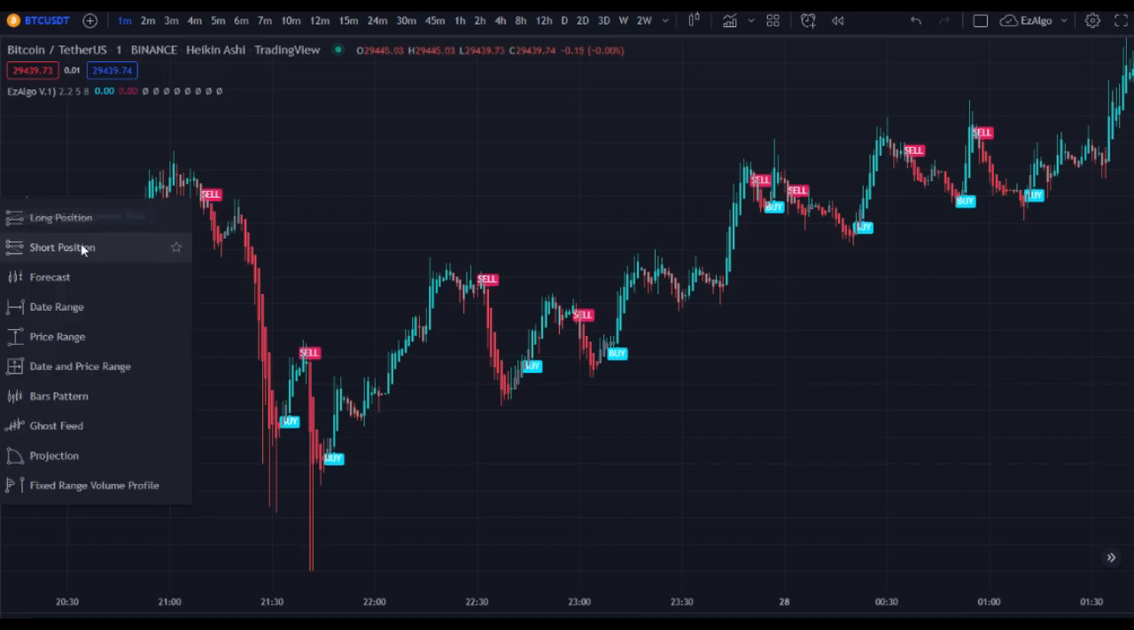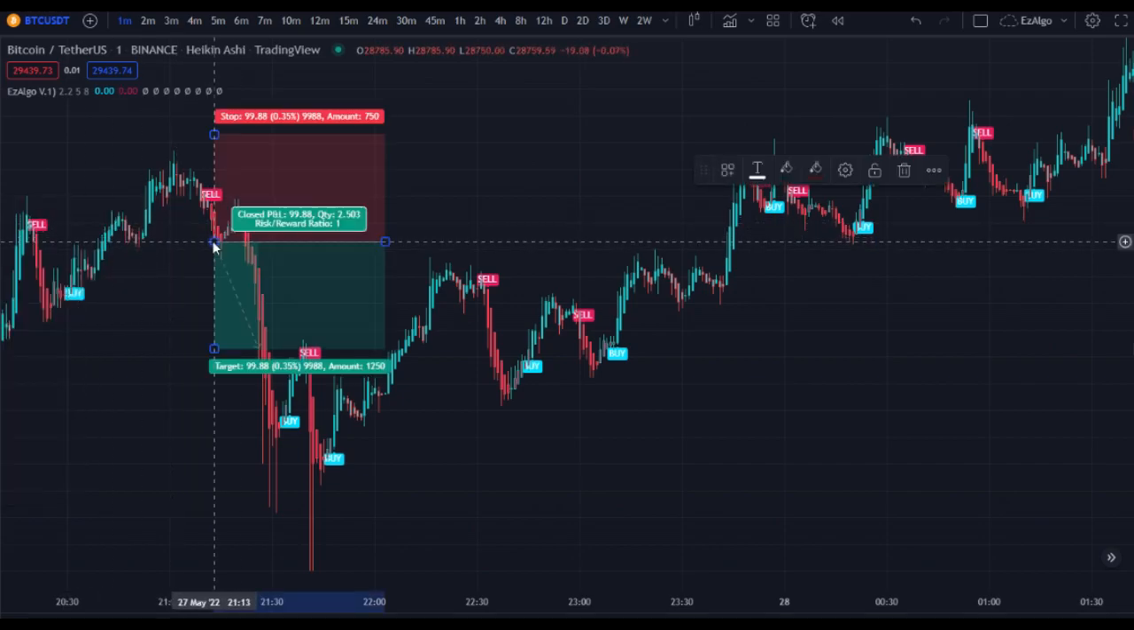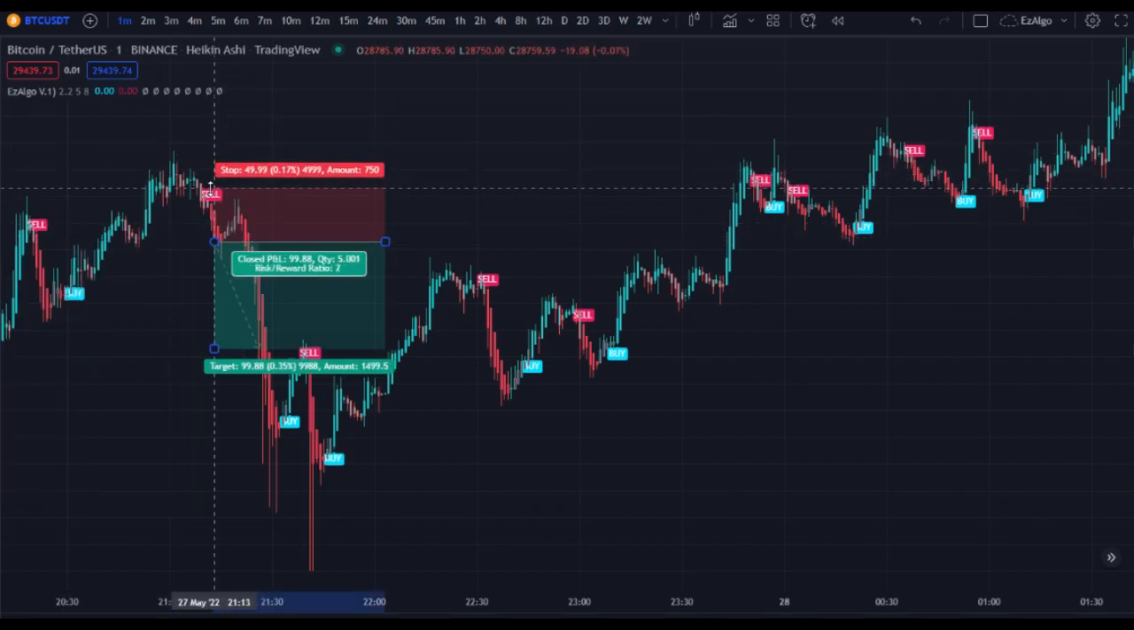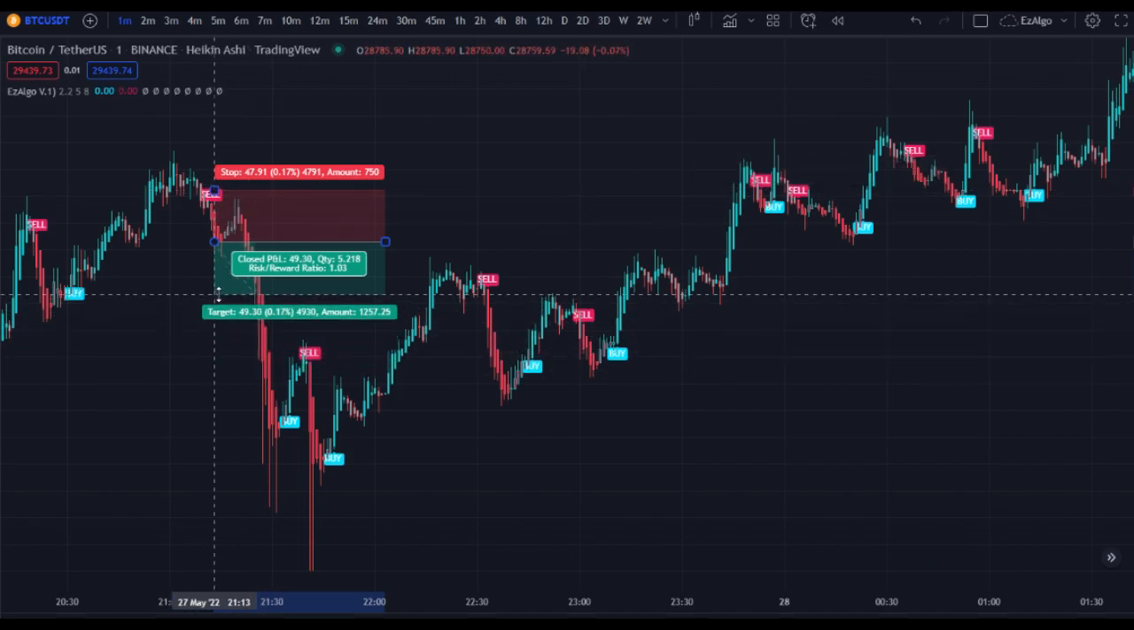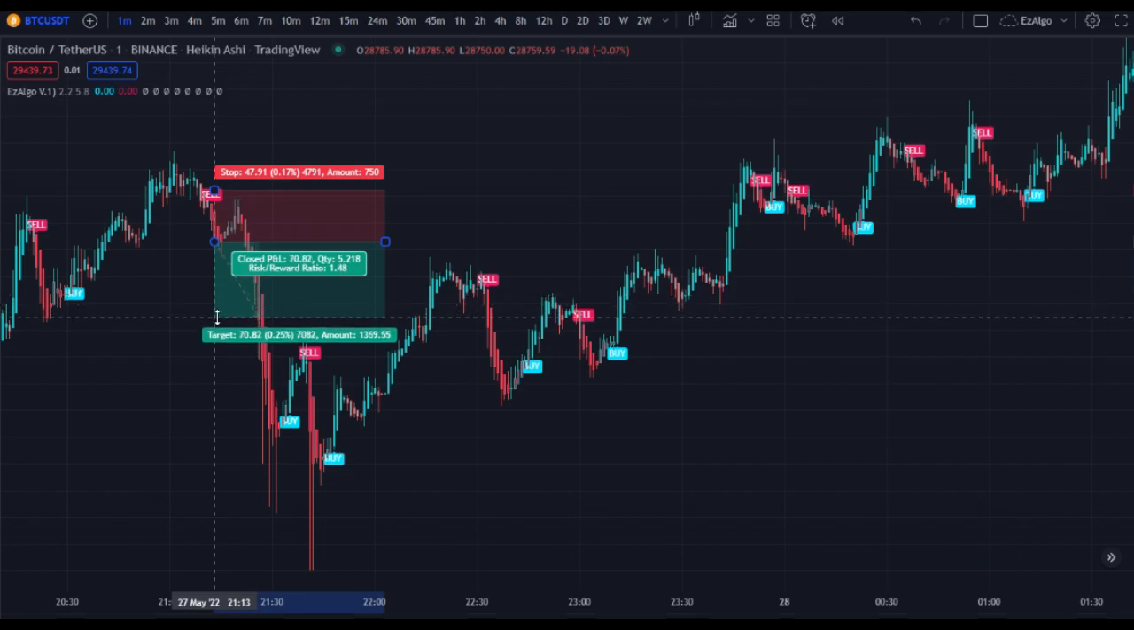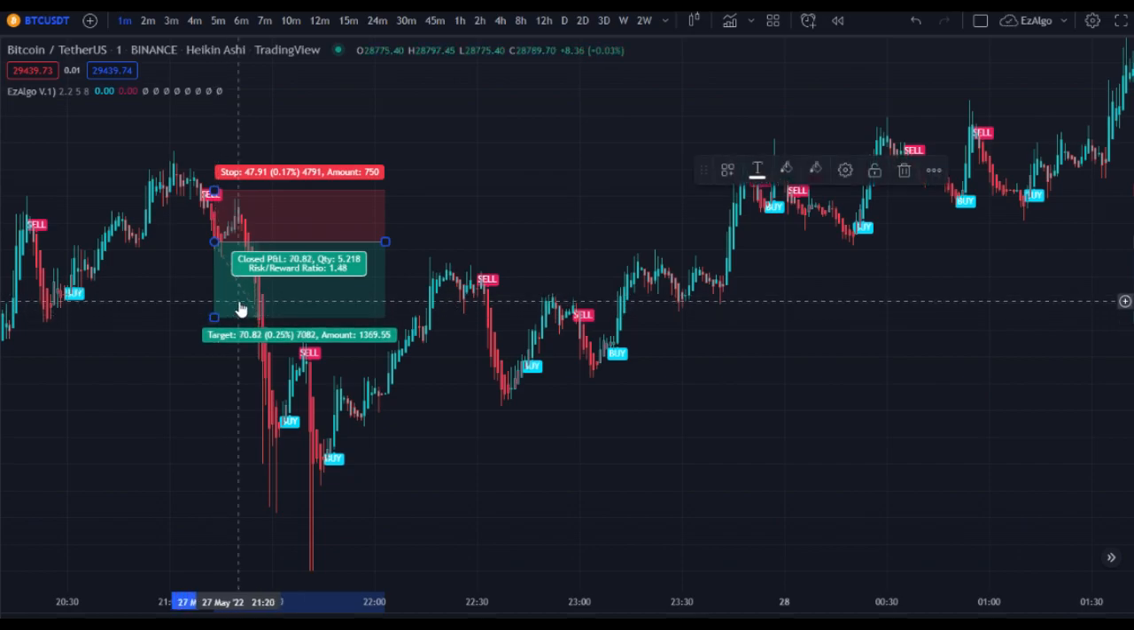Let's try a short position now. So we enter the short position, stop loss goes right above the sell signal, right around here, and we take profit at 0.25%. So we don't care if the price keeps going down. We want to take our profit as soon as we see it. Bam, so that's another winning position right there.